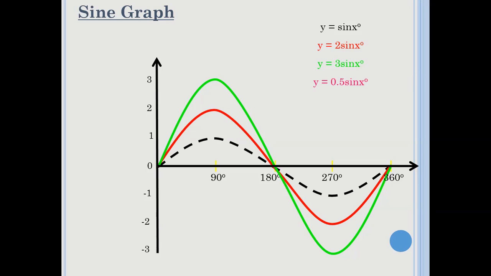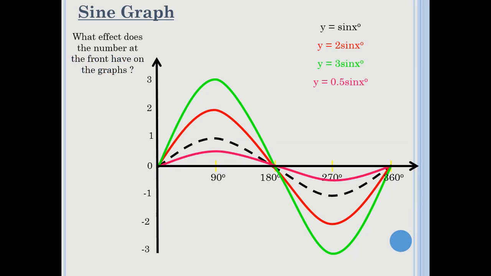If there is a number less than 1, then what we'll see is the graph starts to become compressed and the maximum value becomes 0.5 and the minimum value becomes -0.5. So what effect does the number at the front have on the graphs? Well, it stretches it or it compresses it in the y direction.